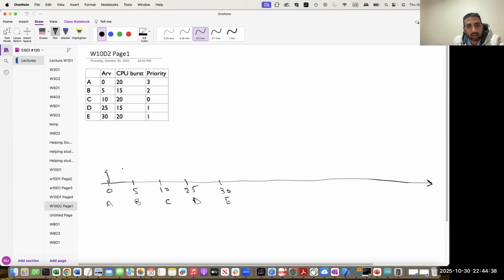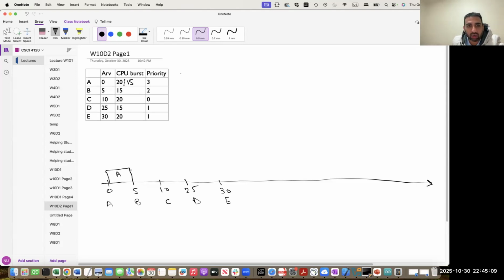And I keep it running for 5 time units, right? So then its remaining CPU burst is now 15. And then at 5, B arrives. Now I select among A and B, whichever has the highest priority. And here I'm assuming, lower the number, higher the priority. Again, I'm assuming lower the number, higher the priority.